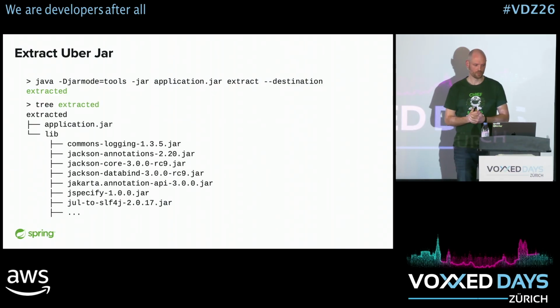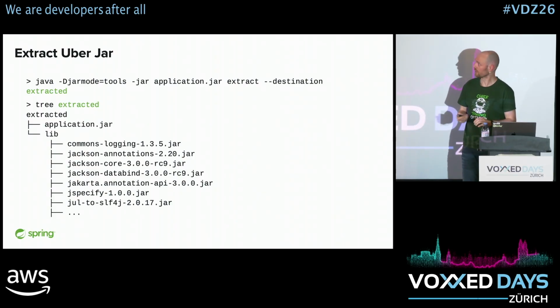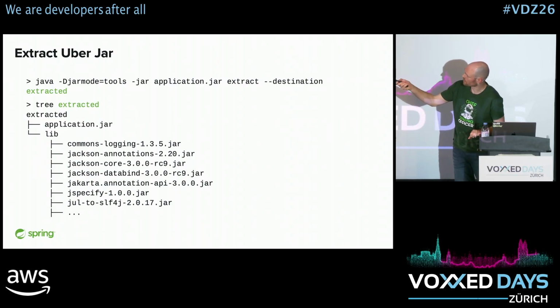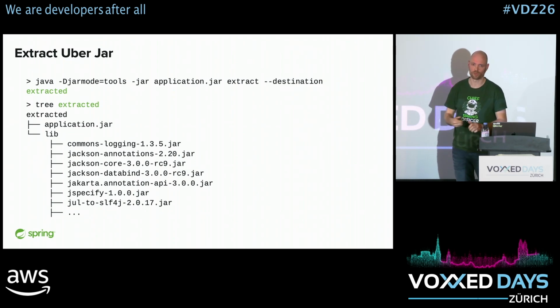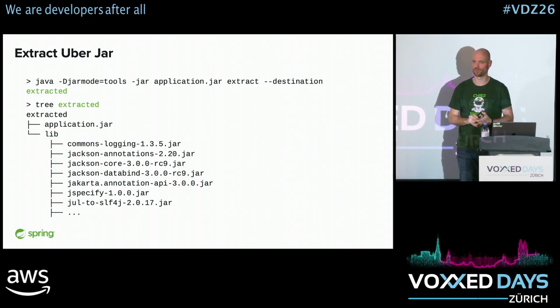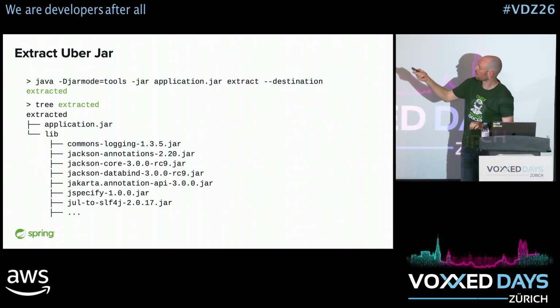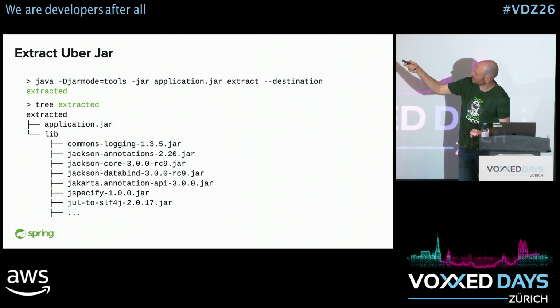If you take a look at what is in the extracted tree, there is another application jar file, but this time it's not the same as that one. It's only the same name. This one is much smaller because it only contains your code and your resources and nothing else. And then it has extracted all the libraries which were in the fat jar file under the lib folder, and now it's a flat list.